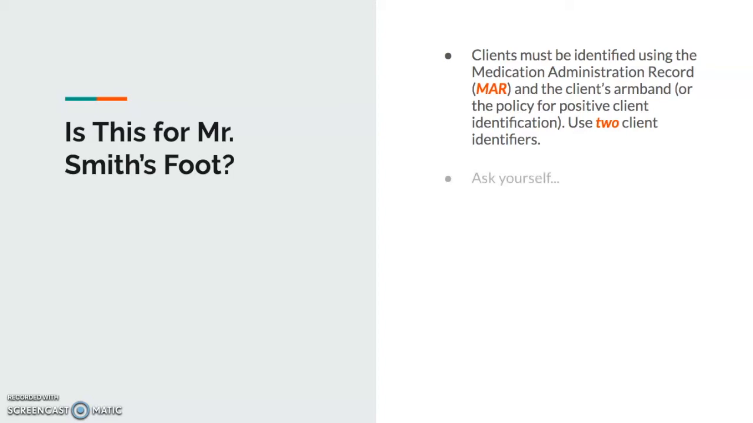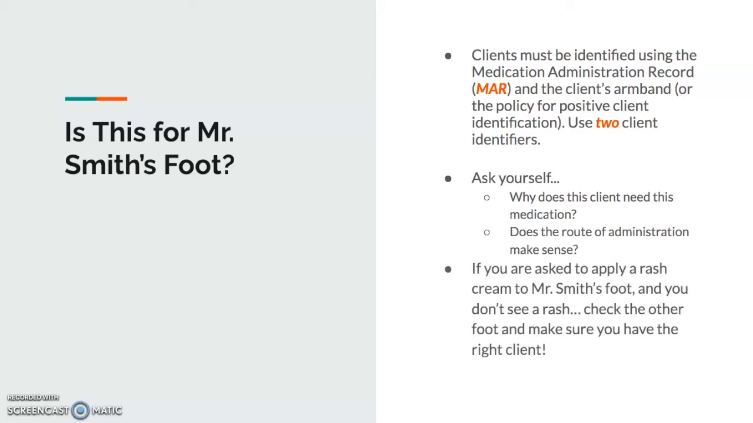So ask yourself, why does this client need this medication? And does the route of administration make sense? For instance, if you're asked to apply a rash cream to Mr. Smith's foot, but you don't see a rash, check the other foot and make sure you've got the right client. It's so important to always make sure you are dealing with the right client, and that is why we need those 2 client identifiers, and we need to make sure we know why the client is taking it.